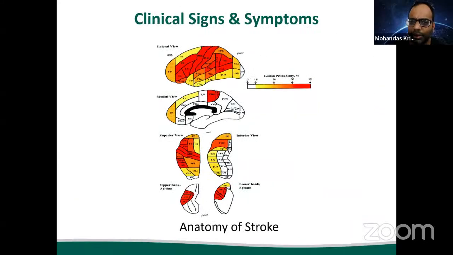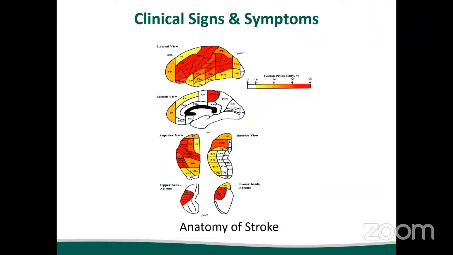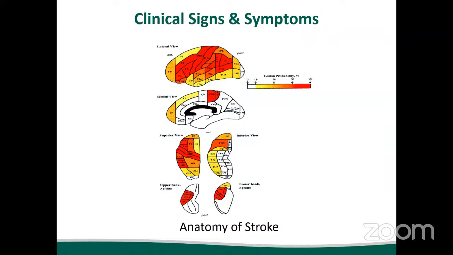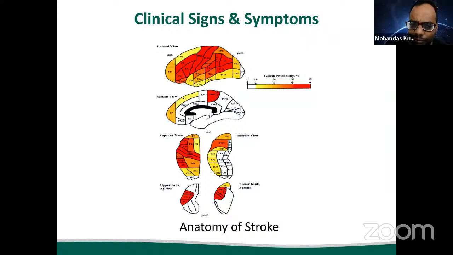So you can see clinical signs and symptoms. You can see various areas of the brain. These are called the Brodmann areas, which are defined as geographical areas. And because of these geographical areas, wherever there is a problem, there is a deficit. So if areas 2, 3, 4 are damaged, the hand and leg functioning is damaged.